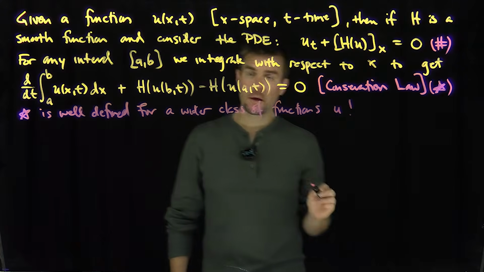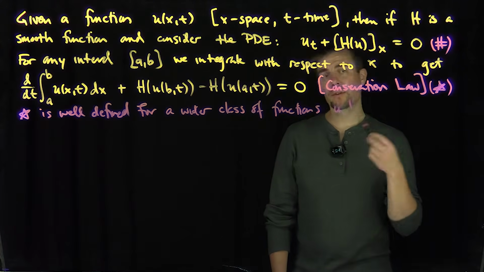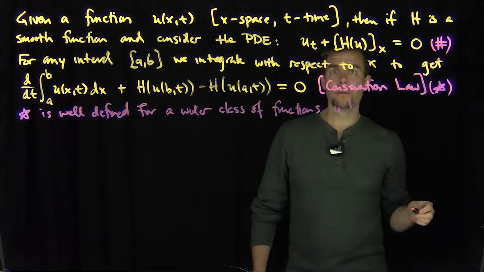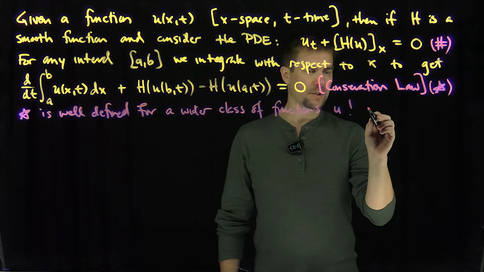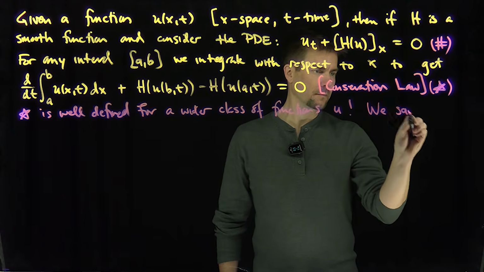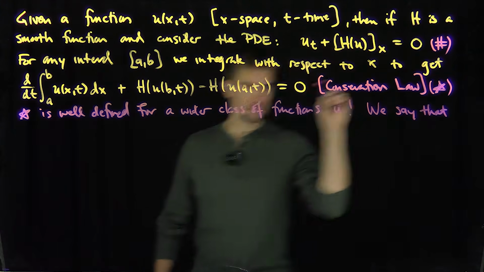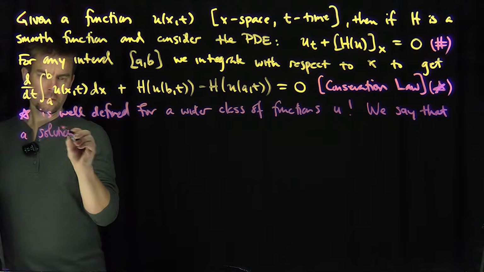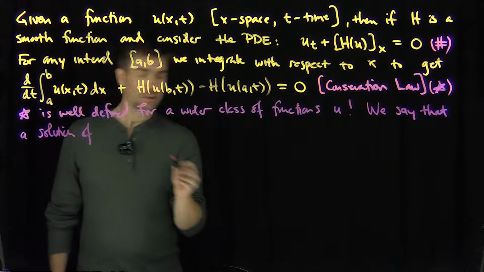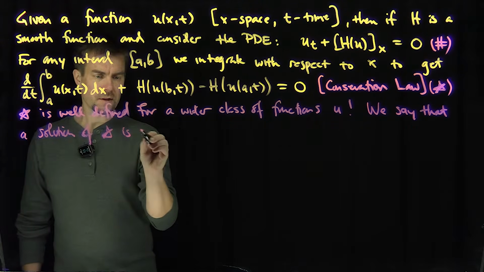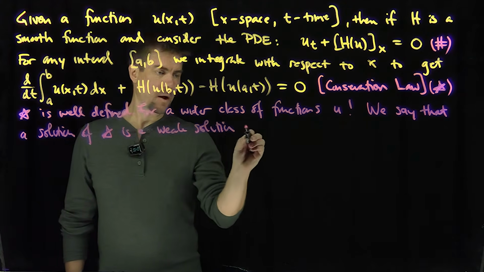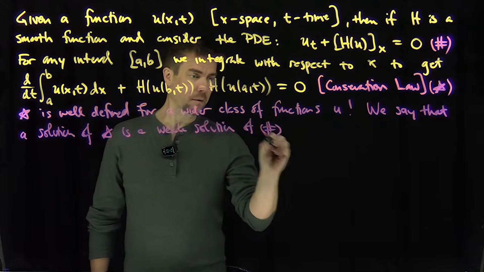Okay? So we'll say that a solution of the conservation law is a weak solution of the PDE over here. So we say that a solution of star is a weak solution of the PDE pound. Okay?